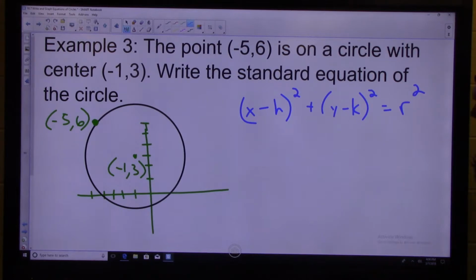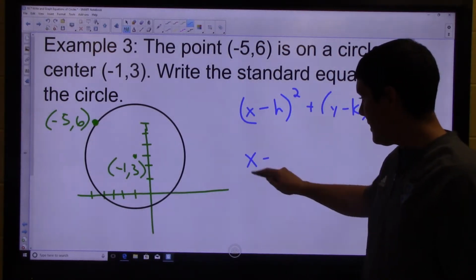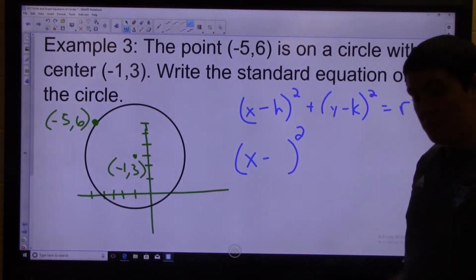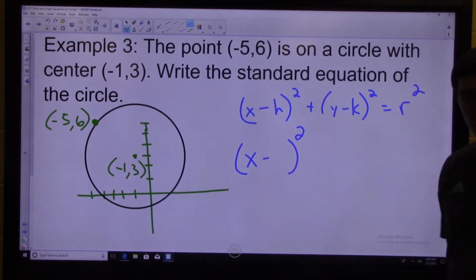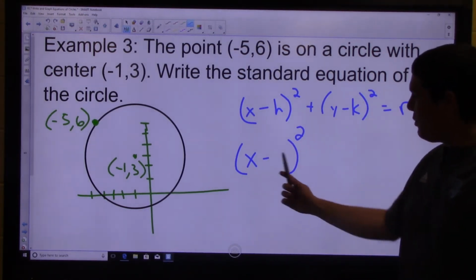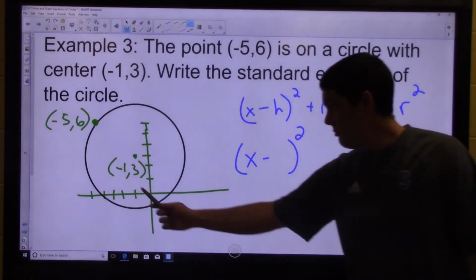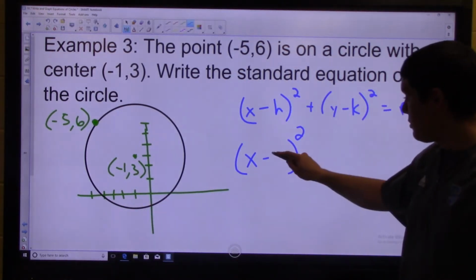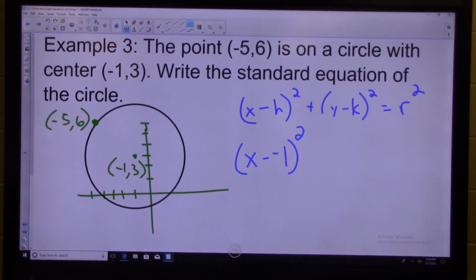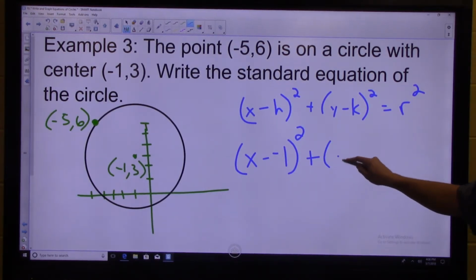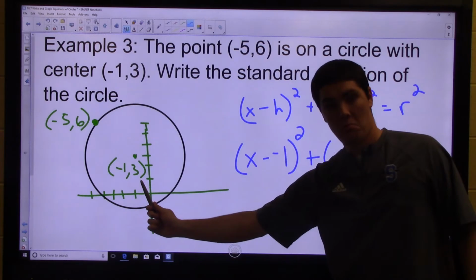I know the center. We can go plug those numbers in. So it's going to be x minus. So think to yourself, actually out loud, somebody tell me, well, tell anybody, what is h going to be in this case? Answer -1. So it's going to be minus -1. Okay. What is k going to be in this case? 3.